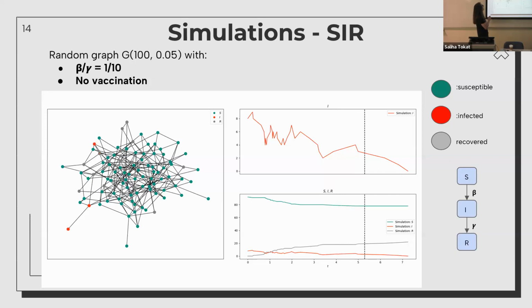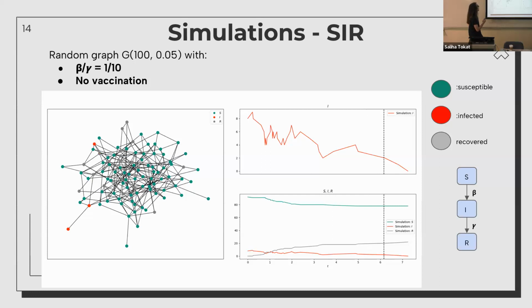On a graph generated by these conditions, there are 100 vertices, and there is only a 5% chance that there is an edge between any two selected vertices in this graph. And you can see that the susceptible population is represented by green here, the infected population by red, and the recovered population by gray here.